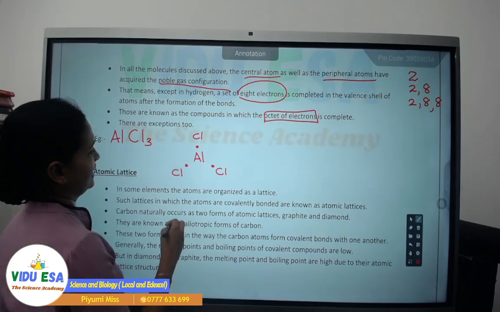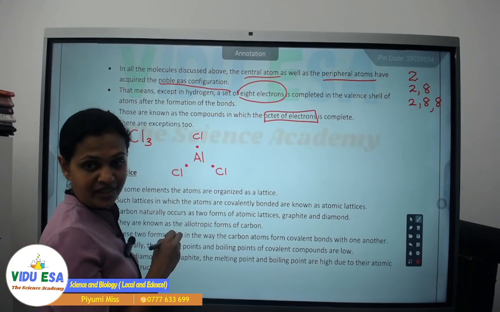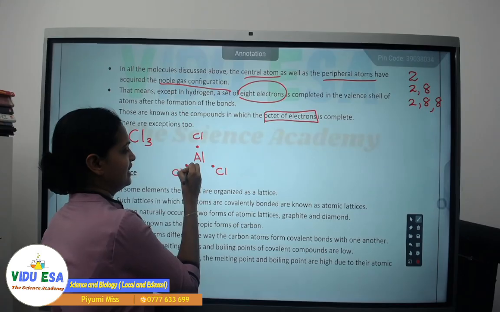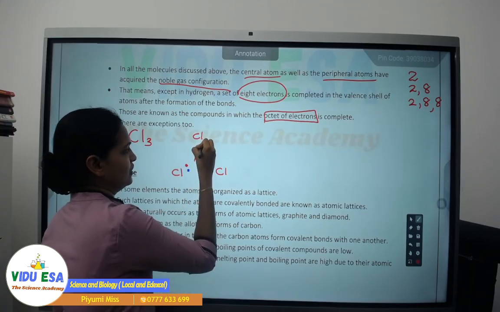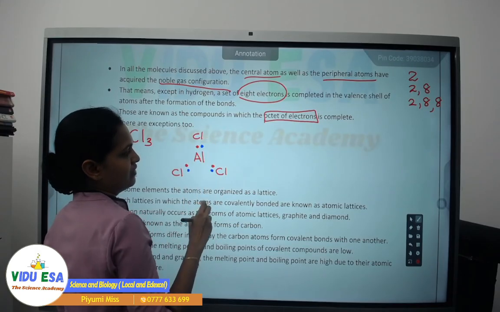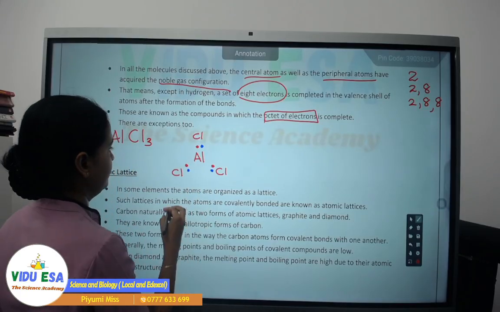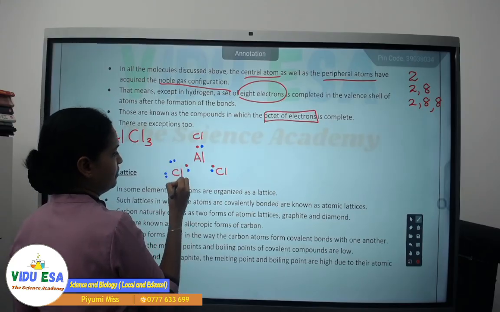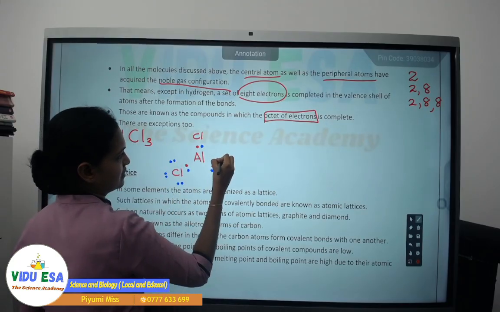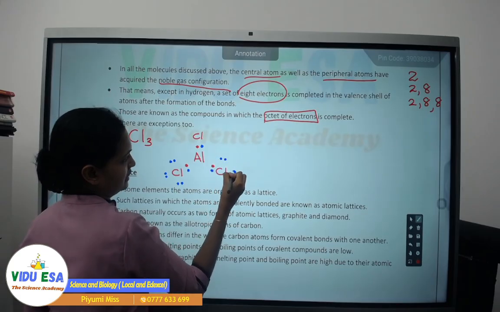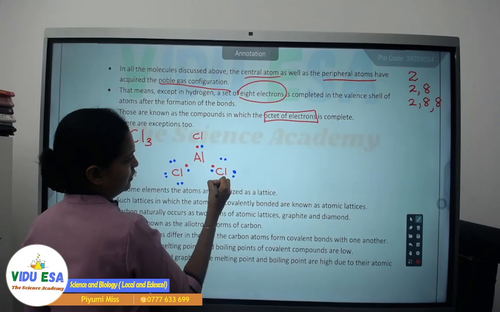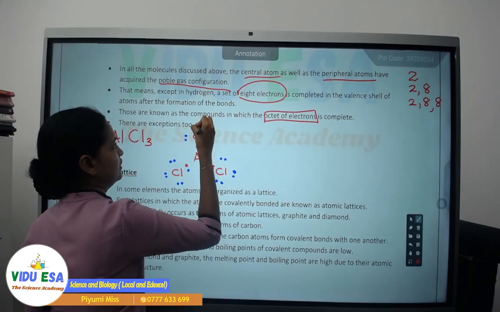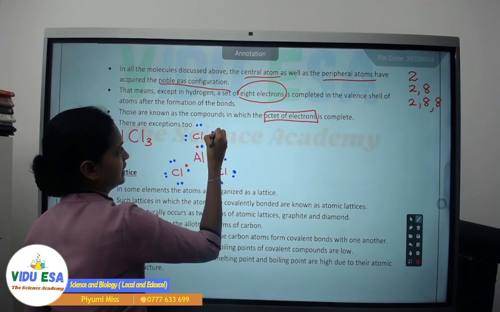How many are there? Now you have to shout out the answer. Chlorine has 7 valence electrons, right? So chlorine will share 1 electron with aluminium. Then the rest of the 6 electrons will be kept as lone pairs. Okay? Keep all 6 as lone pairs. Then chlorine has completed the electron octet.